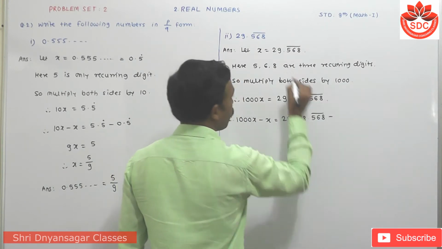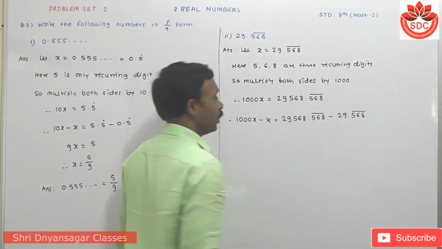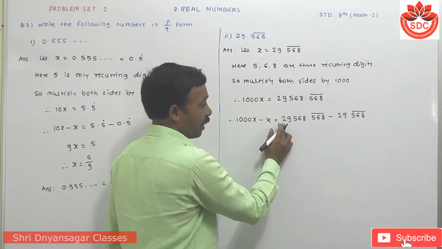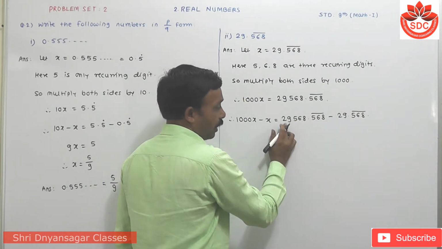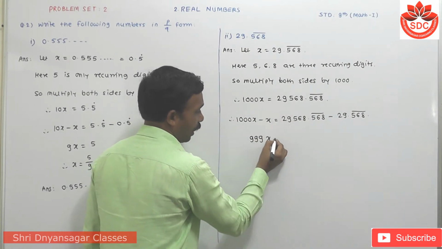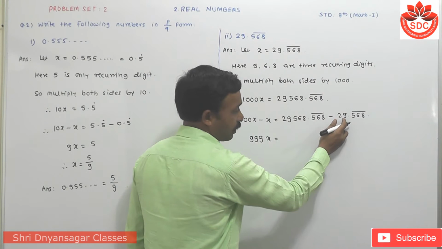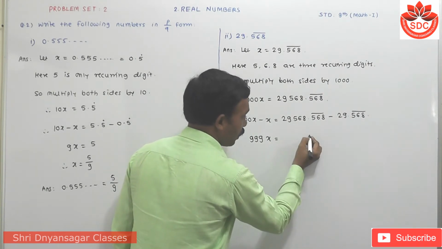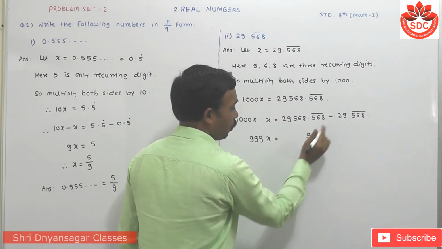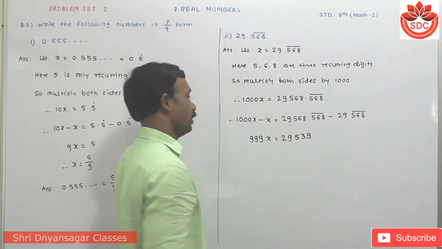29,568.568 recurring minus 29.568 recurring. Student, observe carefully, this recurring part when we subtract becomes 0. Then you have to subtract 29 from 29,568. This subtraction gives 999x equals. Now look carefully, from this 18 we have to subtract this 9, then it becomes 9. Then 5 minus 2 becomes how much? 3. Then this 5 as it is, this 9 as it is, and 2 as it is.